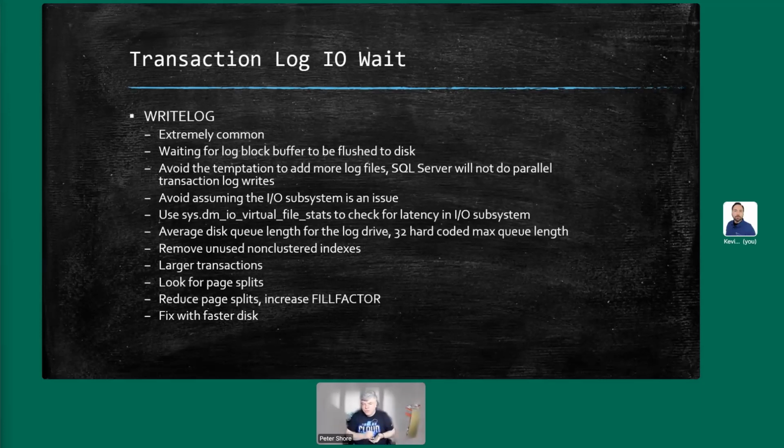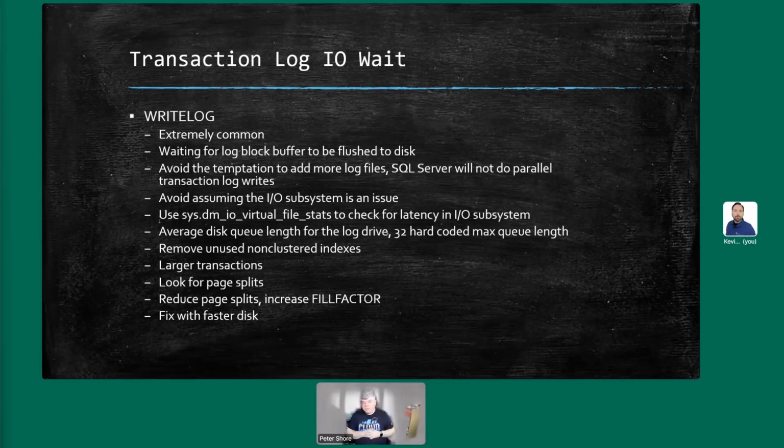Don't add more log files. SQL Server doesn't do parallel log transaction writes. The only time you should ever really think about adding transaction logs is when you're out of disk space on your log volume and you don't have a way to immediately add more. And it can be a little kludgy to get rid of that second transaction log once you've got it.